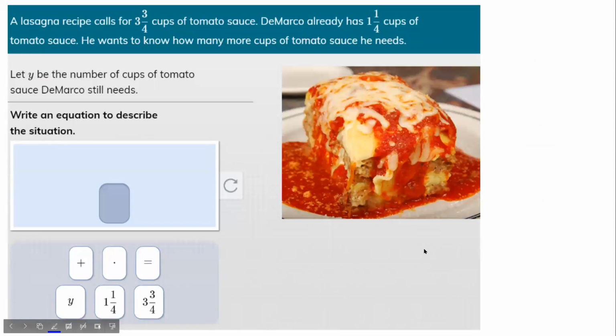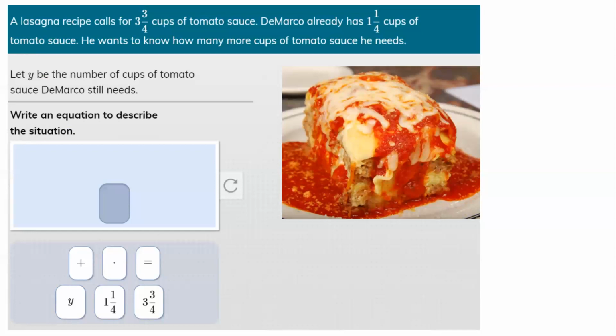A lasagna recipe calls for 3 3/4 cups of tomato sauce. DeMarco already has 1 1/4 cups of tomato sauce. He wants to know how many more cups of tomato sauce he needs. Let Y be the number of cups of tomato sauce DeMarco still needs. Write an equation to describe the situation.